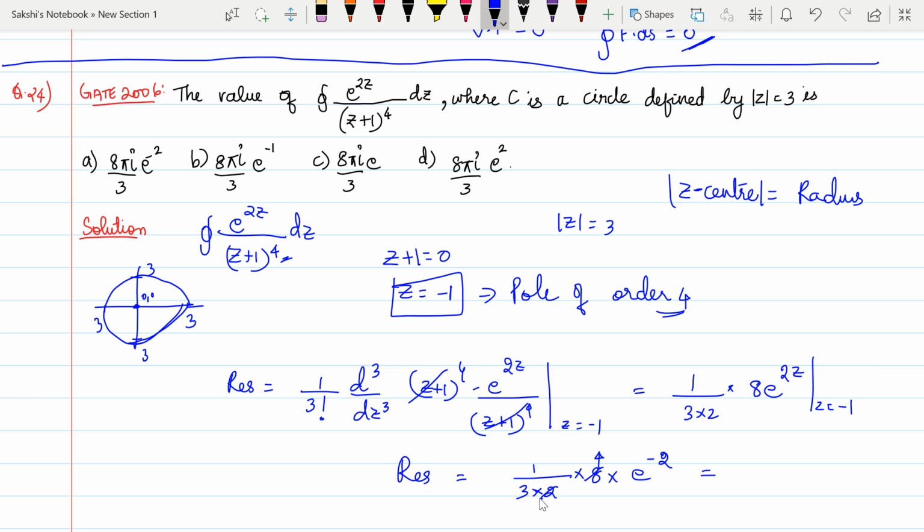So my residue will be 4 by 3 e power minus 2. So this will be my residue.